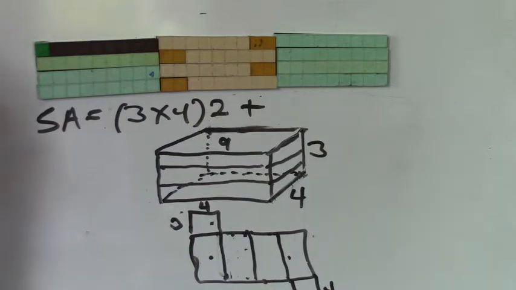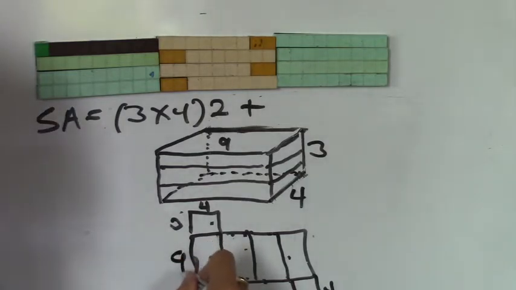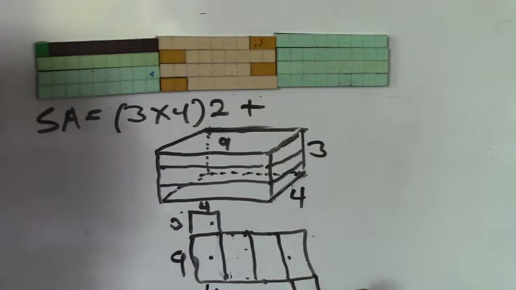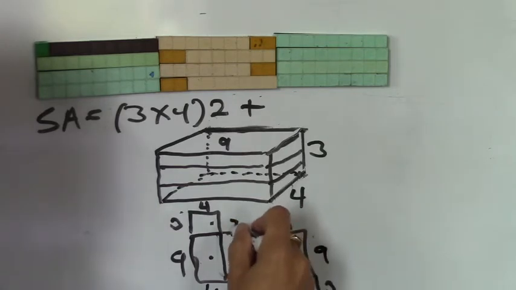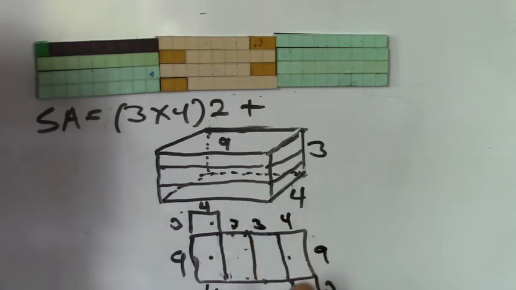Alright. So, do you see that I have a 9 by 4? I should do this the right way. And then I have a, what is this? This is 4 and that's a 3. So then I have a 9 by 4. I have a 9 by 4. And then I have the 3 by 9s, right?